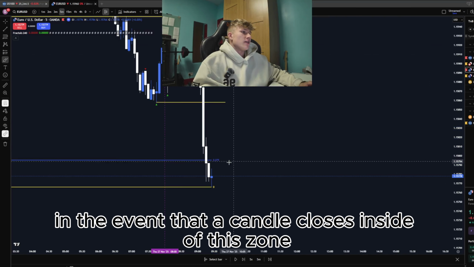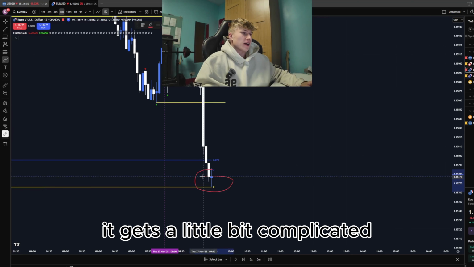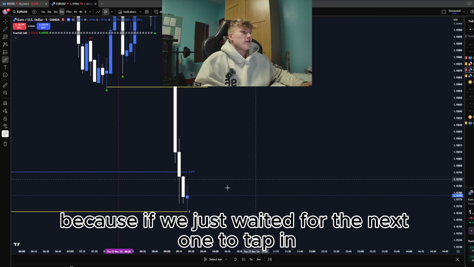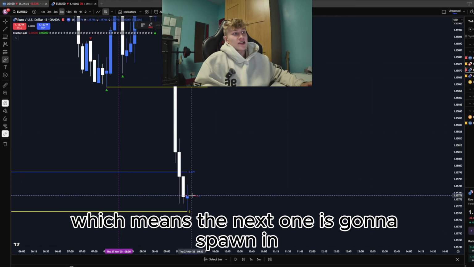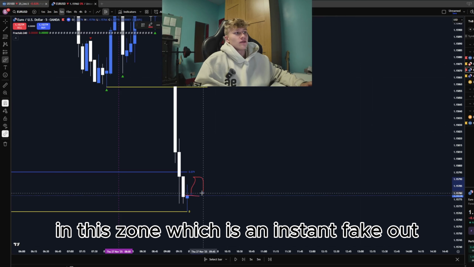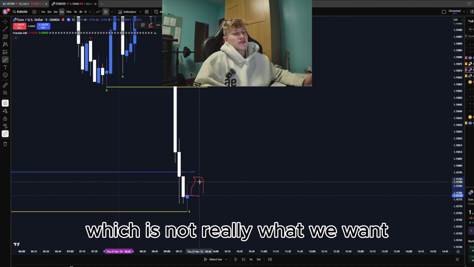Now in the event that a candle closes inside of this zone, it gets a little bit complicated, because if we just waited for the next one to tap in, this candle is in this zone, which means the next one is going to spawn in this zone, which is an instant fake out, which is not really what we want.